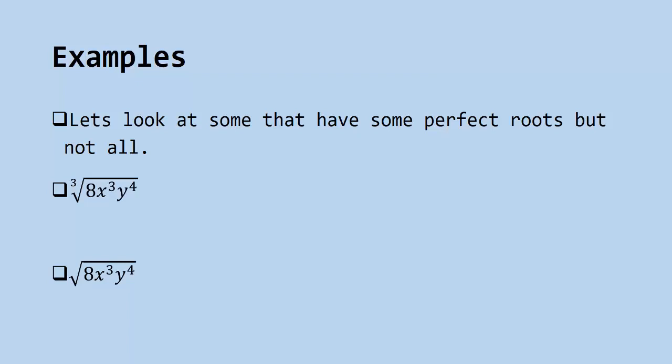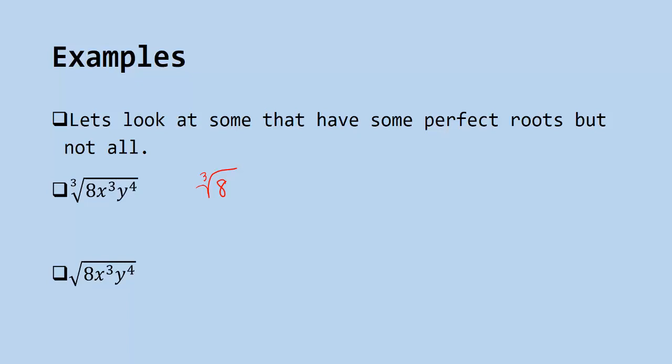Let's look at some that have some perfect roots, but not all. So in other words, some of these have perfect roots I can take out and others don't. So the first one, we're going to do the cube root of 8x cubed y to the 4th. So we're going to go through and simplify that. Now I can break these up into pieces. So we're going to take the cube root of 8. I happen to know that's going to be a perfect cube, so that'll work.